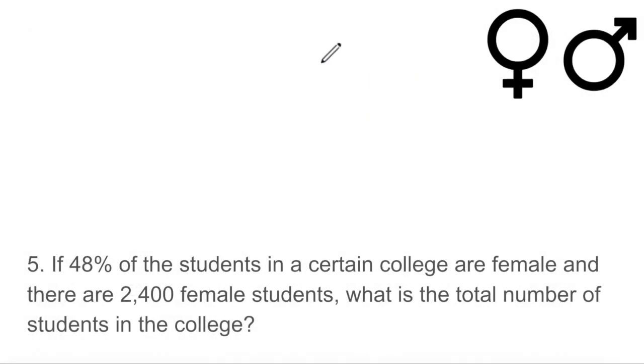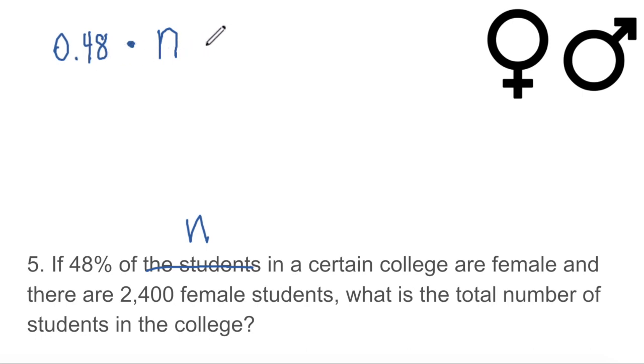Number 5, if 48% of the students in a college are female, and there are 2,400 female students, what's the total number of students in the college? Well, let's see, 48% of the students. Let's convert this to a decimal. 48% is 0.48, right? 0.48 of means times the students. Let's call this n, our variable, the total number of students. So 0.48 times n in a certain college are female.